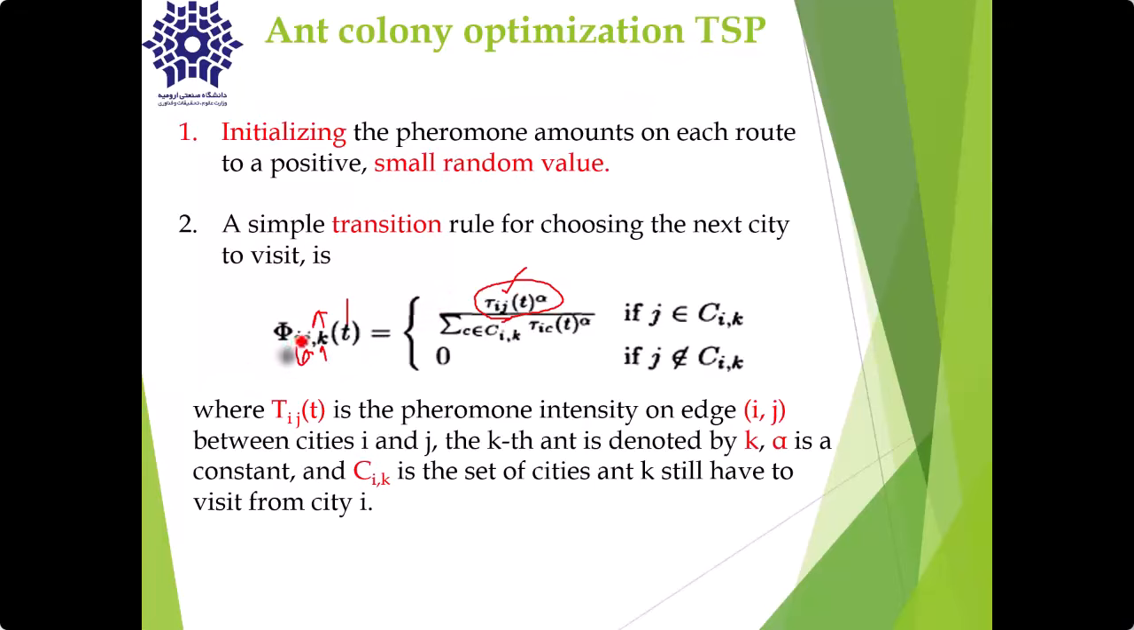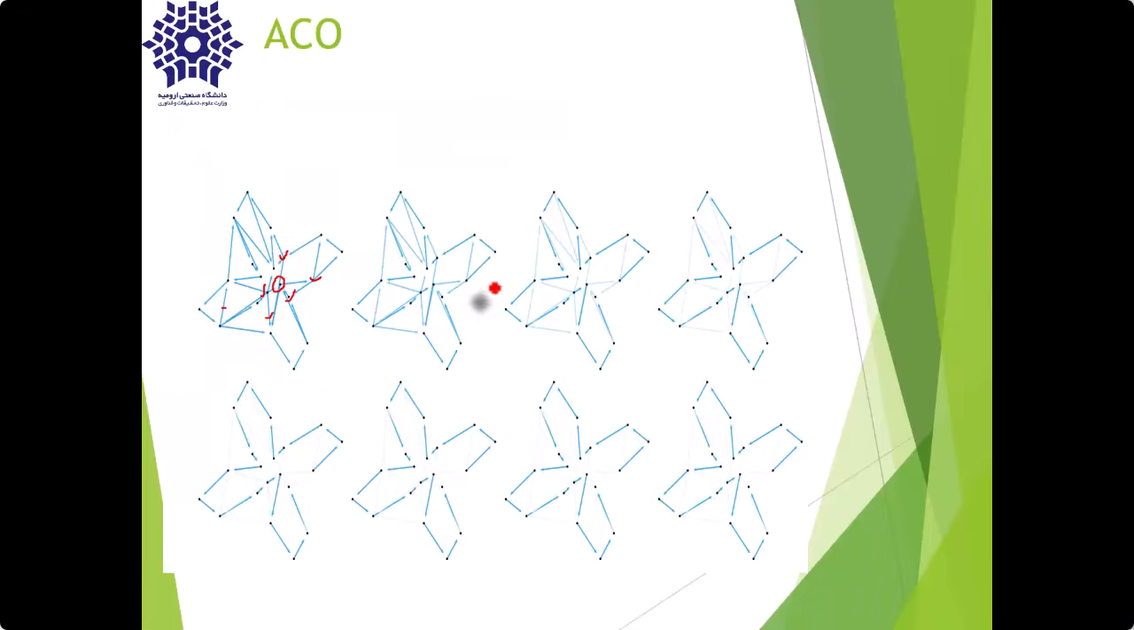the phi ij k at time t is equal to tau ij at time t to the power of alpha. There is no problem with alpha being different numbers. So selecting the next city is based on the tau. At the beginning, because the amount of tau on all the routes is the same, there is no difference. The ant selects one of them.